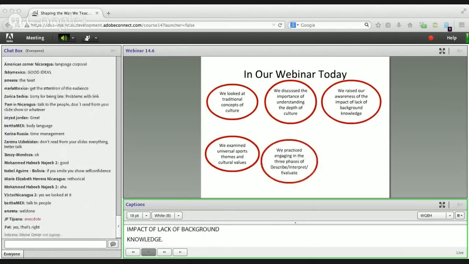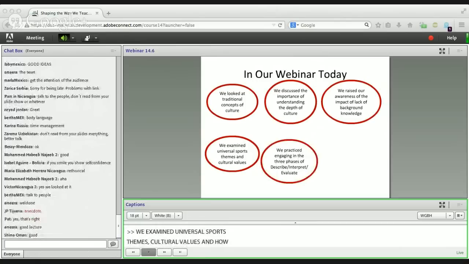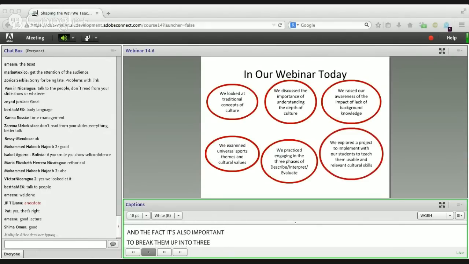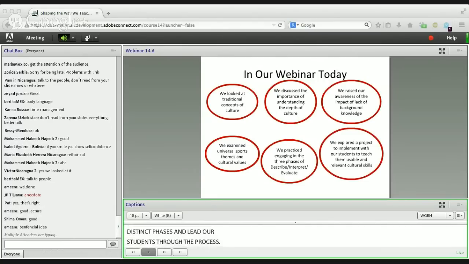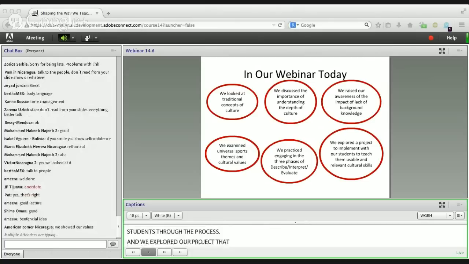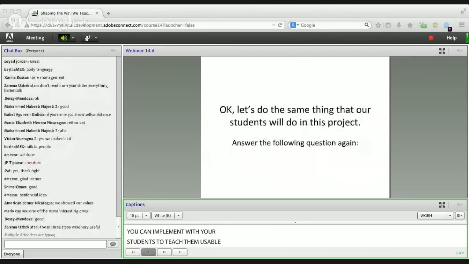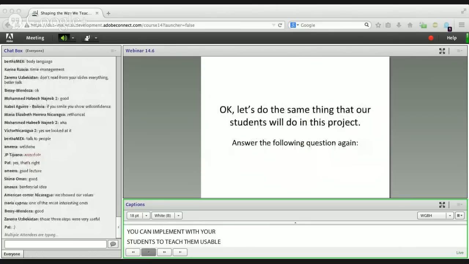We practiced engaging in the three phases of describe, interpret, and evaluate, which I found thrilling. Thrilling. And it's also really important to break them up into three distinct phases and lead our students through the process. And we explored our project that you can implement with your students to teach them usable and relevant cultural skills. Wow. So cool.